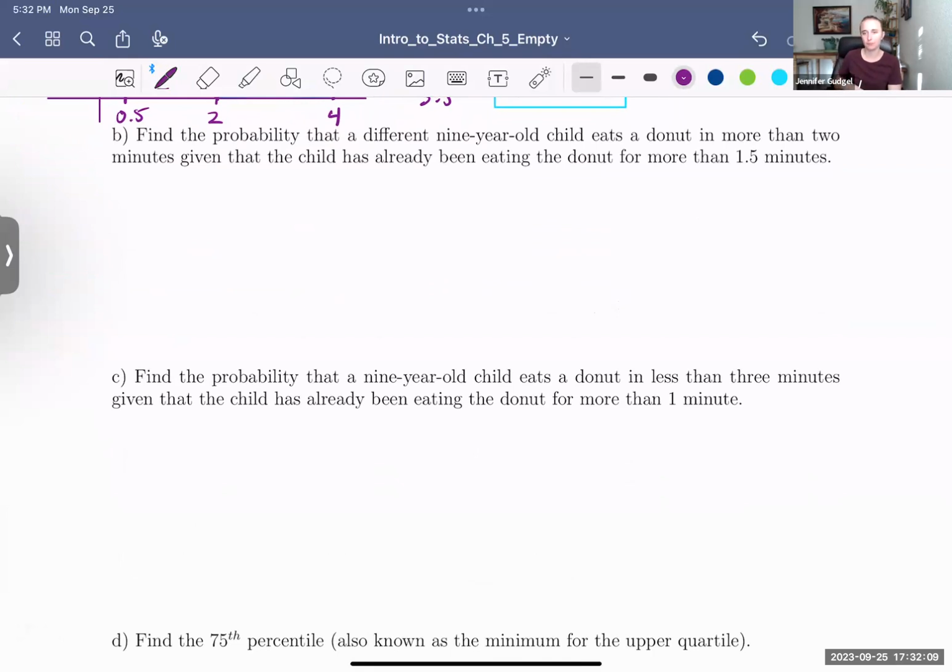Let's try another one, one that's slightly different. We're going to find the probability that a different 9-year-old child eats a donut in more than 2 minutes, given that the child has already been eating the donut for more than 1.5 minutes. So this is our first given situation. We talked about given conditional probability in chapter 3. The formulas for that work the same way here, but I'm going to show us a different way using our rectangle that can help us.